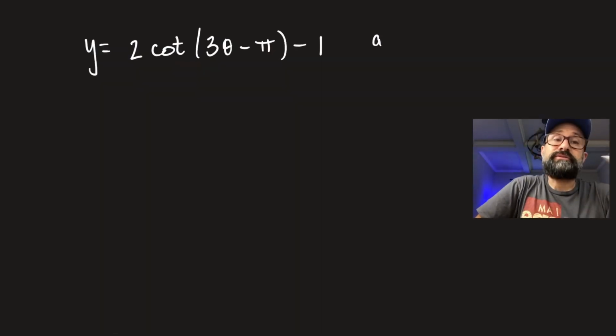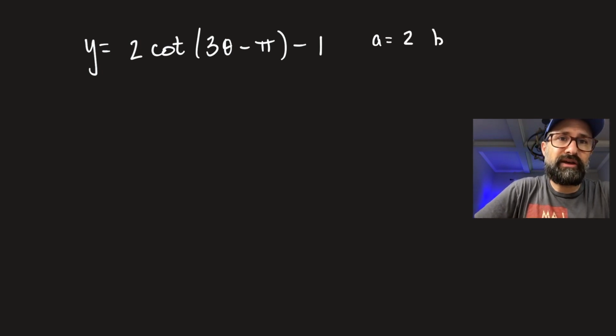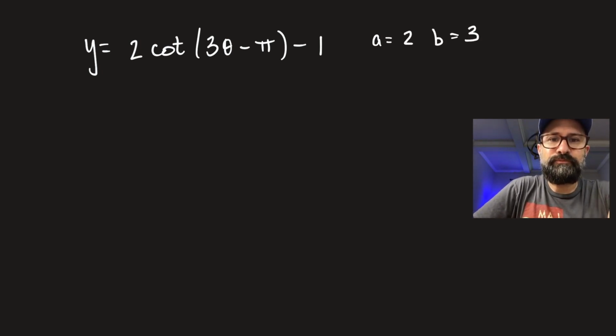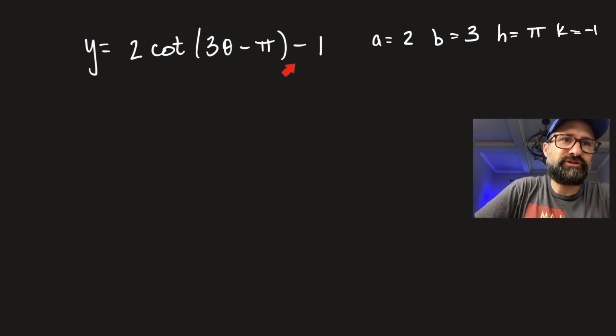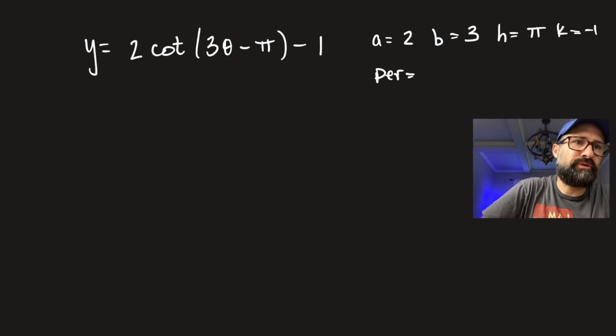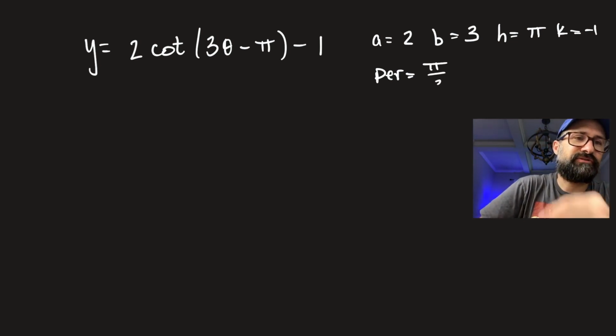All right. So now we have a few things. We have A equal to 2. We have B is 3. We have pi for H and -1 for K. Let's find out our period, our vertical shift, and our phase shift to start with.